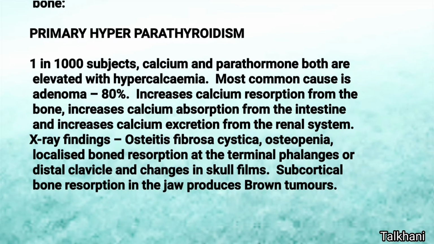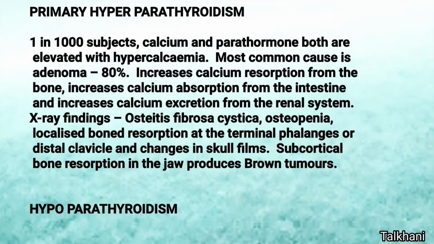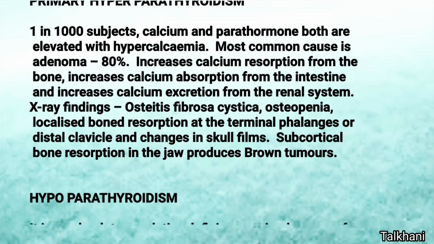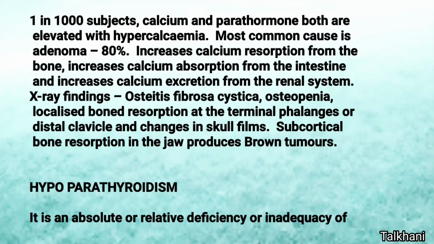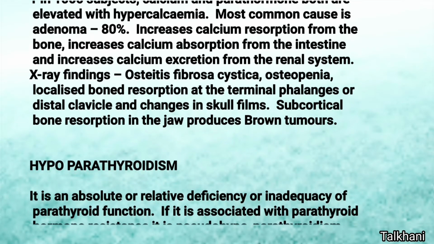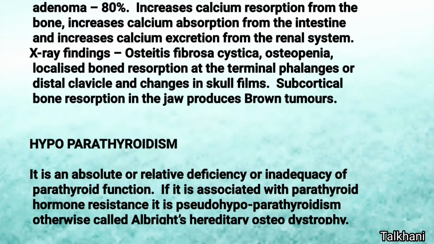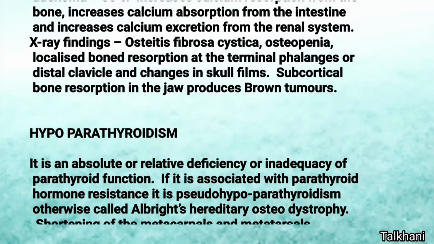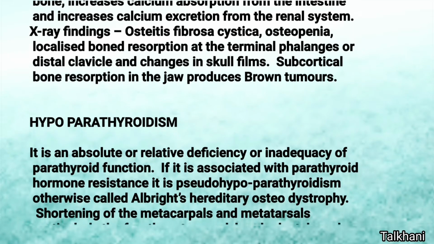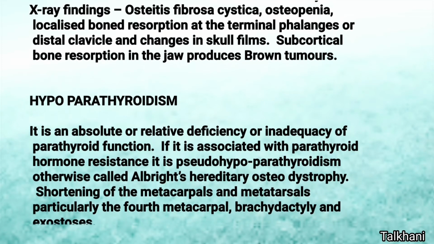Shortening of the metacarpals and metatarsals, particularly the fourth metacarpal, brachydactyly, and exostosis are some of the features of pseudo-hypoparathyroidism. Renal osteodystrophy is a complex bone disorder in patients with chronic renal failure, which ends with inability to excrete phosphate and compensatory reduction in serum calcium.